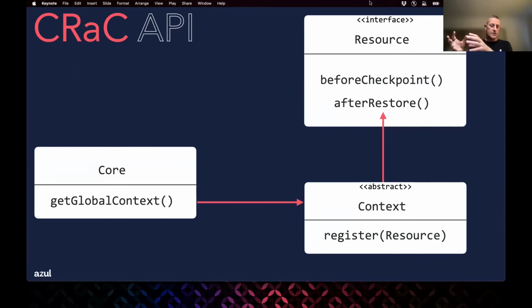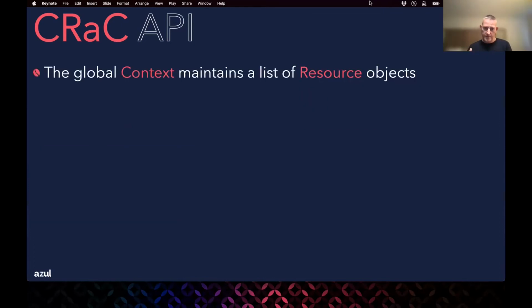And in the end, it looks like that. You implement the interface in your resource class, which is, for example, a database manager, right? So you implement the resource, you have the two methods beforeCheckpoint and afterRestore, and then you get the context by Core.getGlobalContext, and then register this resource to the context.